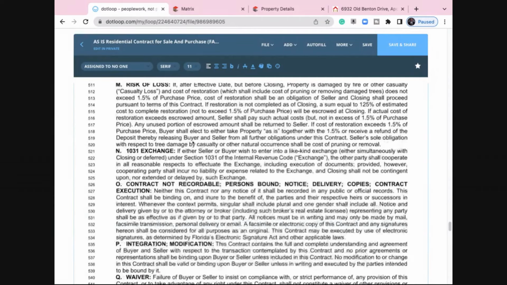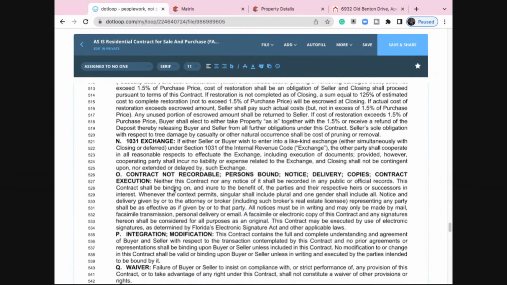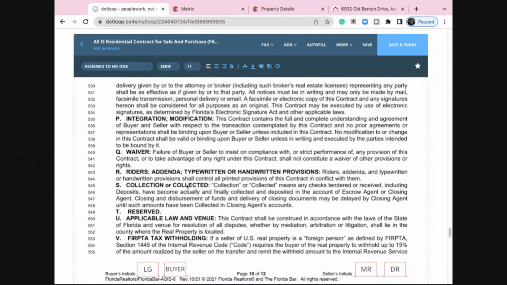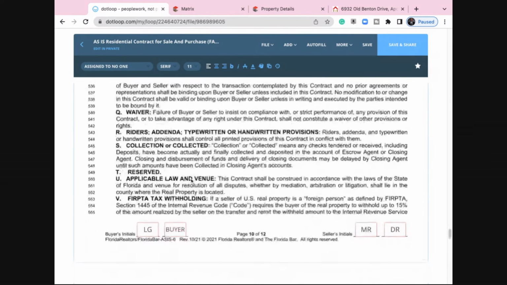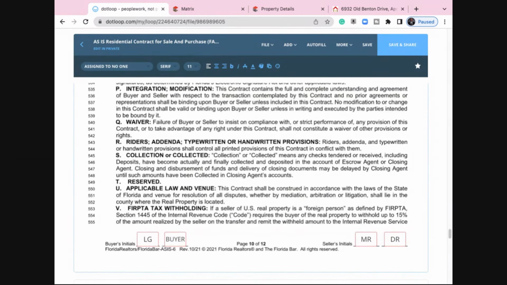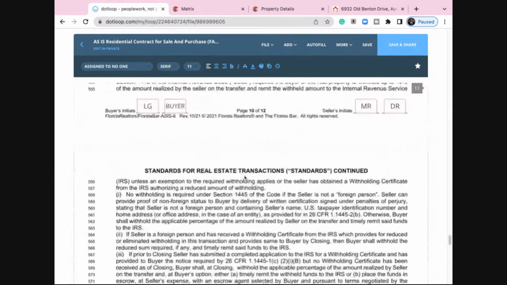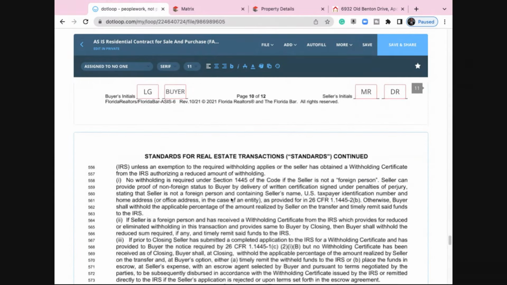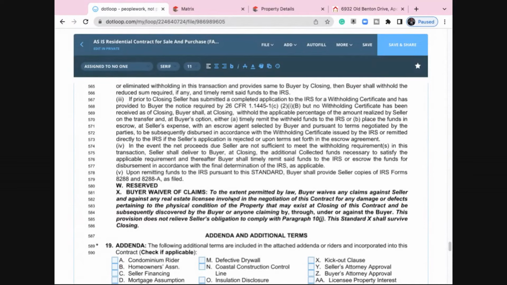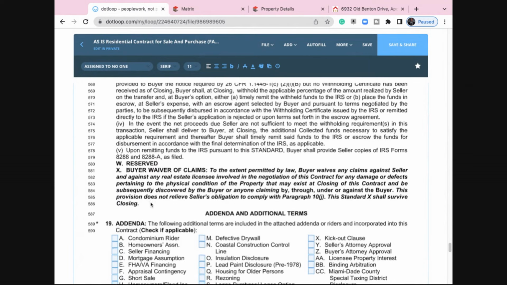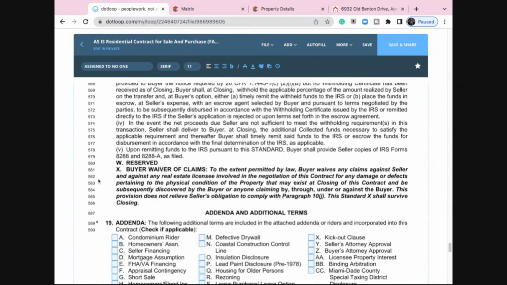Risks of loss. Again, these are boilerplate stuff. 1031 exchanges. This contract covers basically every scenario, guys. And what we're covering here is boilerplate. It's not something that you would have to change, and you should be familiar with. Again, the waivers, riders, collections, applicable law, FIRPTA, tax withholding, and again, it comes down here, and then in line 581. This is not something that you would have to modify. Again, there's no stars by here.